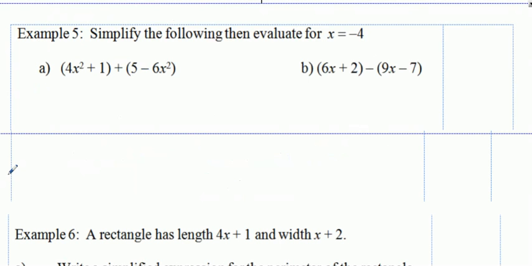I think that's the end, just double checking, but no, it's not. Wait a second, yes it is. That's an old example.